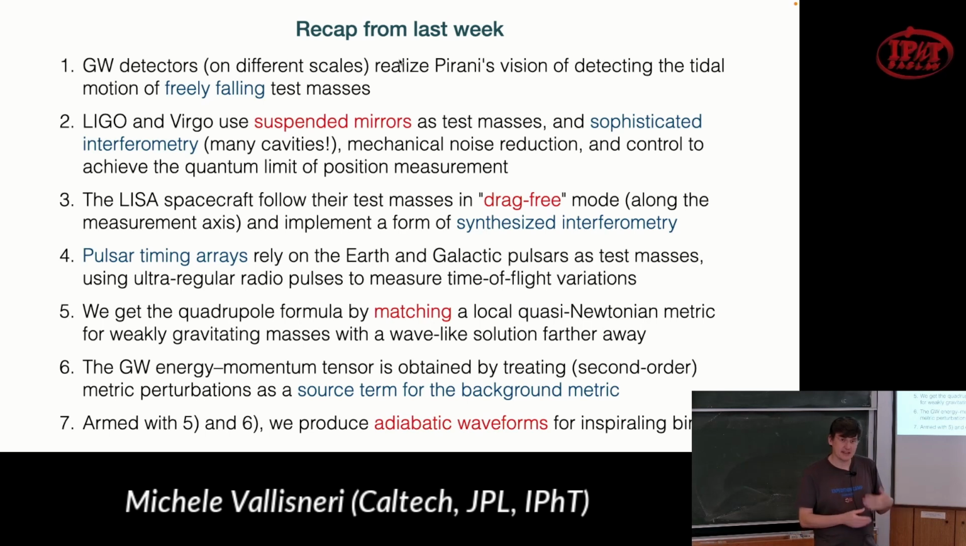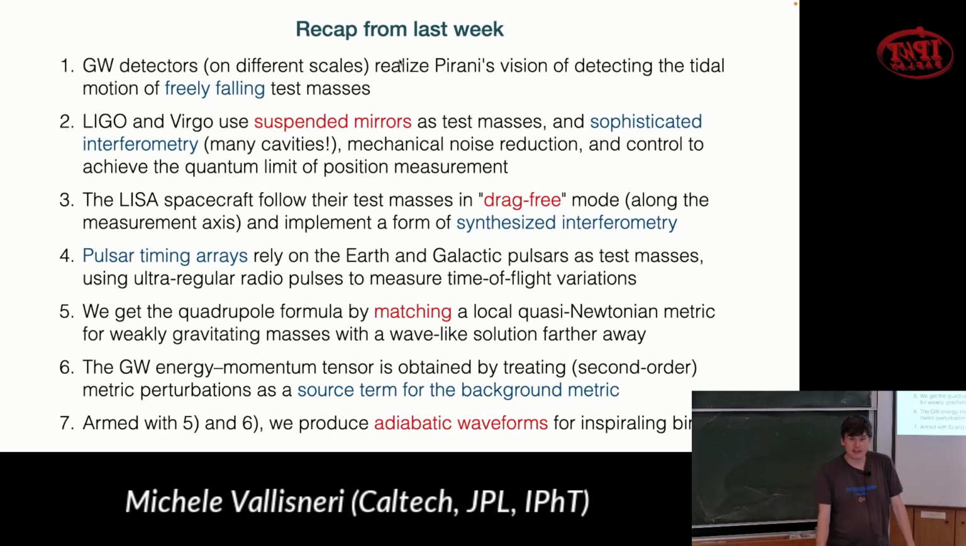LISA, same thing, needs to create free fall. It does so by following free test masses that are really falling in space, but again, only along one direction, which is the direction of measurement across the spacecraft. Pulsar timing arrays, well, you rely on celestial free fall. The Earth around the Sun and pulsars, and really you go to very large, very long time scales where motion is slow, and also the effect of the gravitational wave is much bigger.